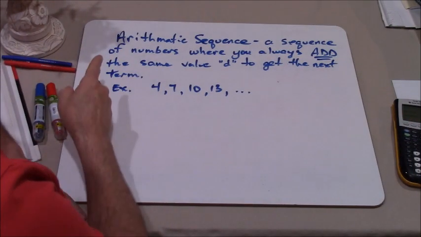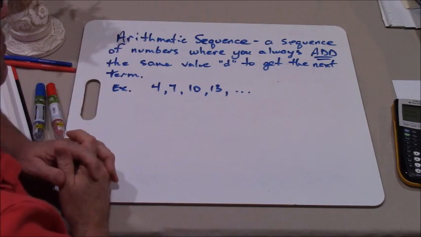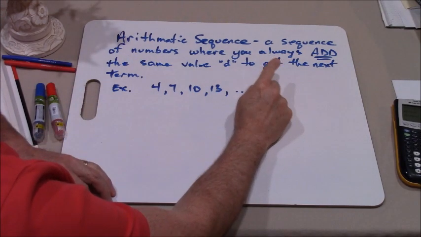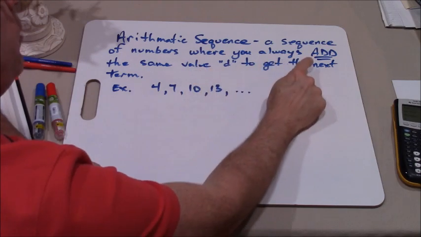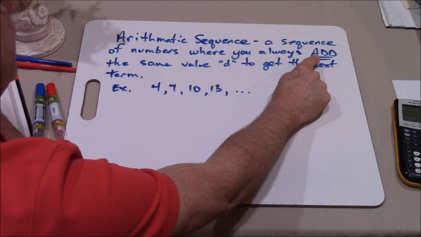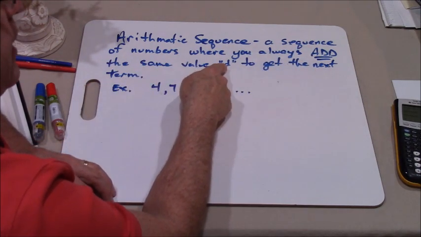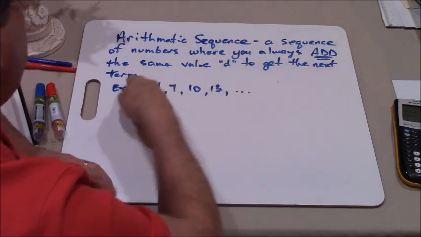All right, so for today, we want to talk about something called an arithmetic sequence. And this is just a sequence of numbers where you always add. That's real important. We're adding numbers. And what we're doing is we're going to add the same value each time. We're going to call it the d value to get the next term.